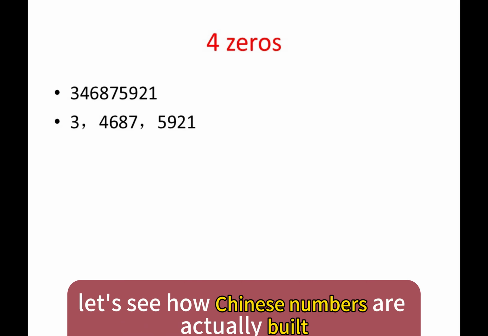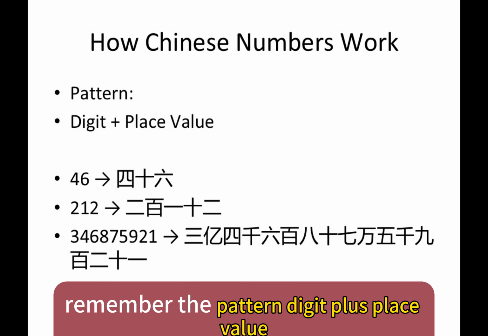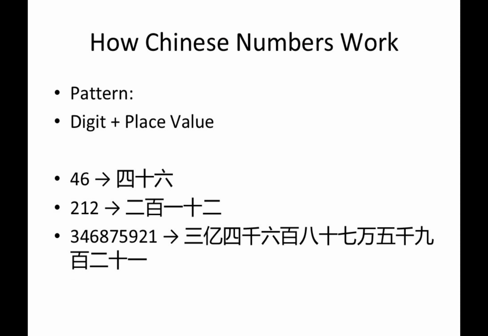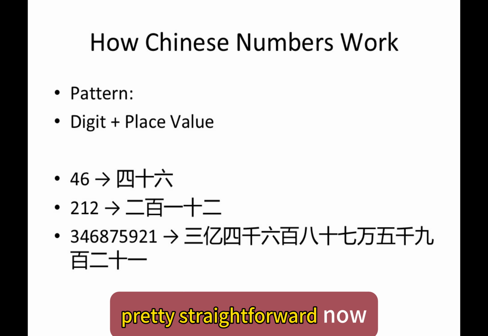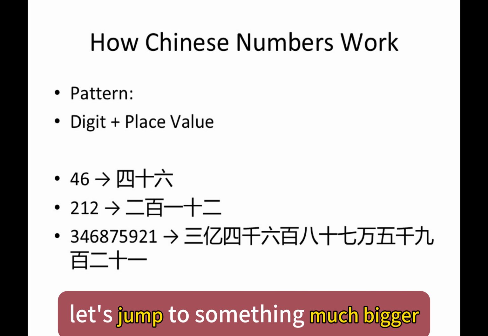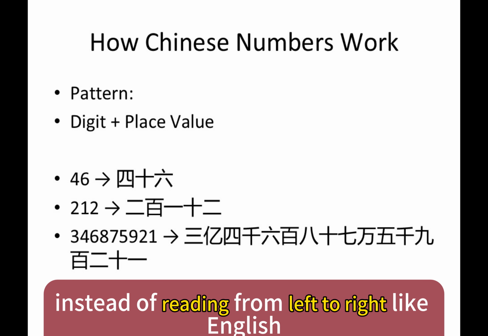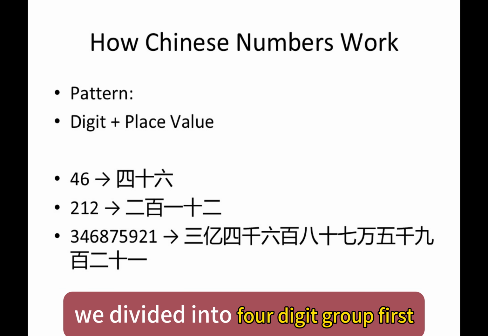Now let's see how Chinese numbers are actually built. Remember the pattern, digit plus place value. 46, 212, pretty straightforward. Now let's jump to something much bigger. Instead of reading from left to right like English, we divide it into 4-digit groups first.